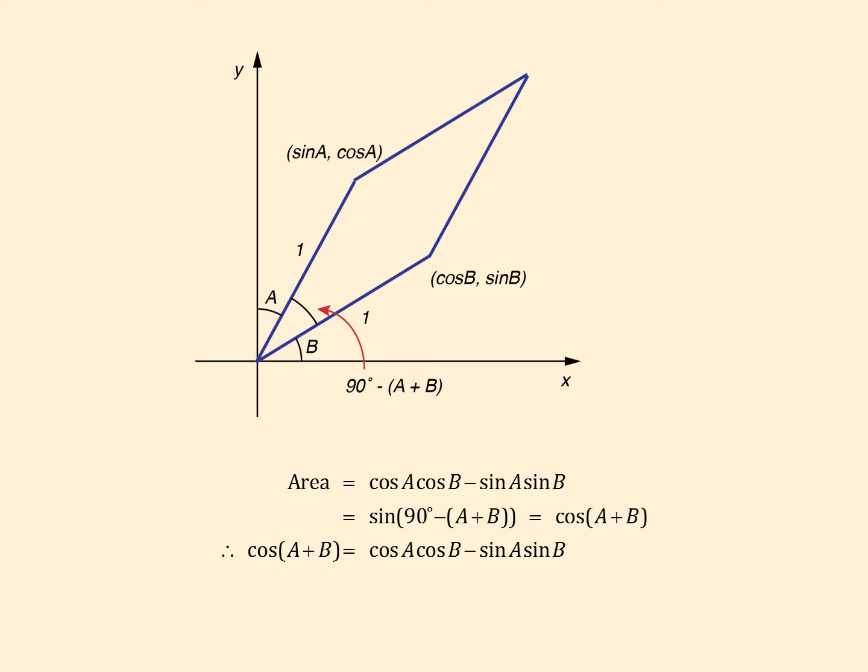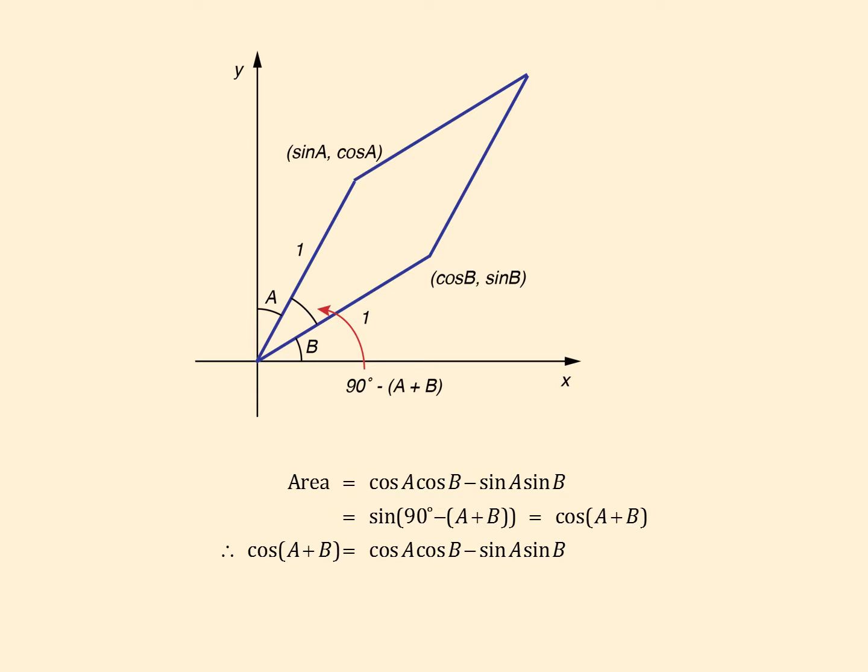Formulae for cosine. Here we have the angle B, the first side of the parallelogram is angle B with the x-axis, and the other side of the parallelogram is angle A with the y-axis. So the corners are cos B, sine B and sine A, cos A. And the angle in between is 90 degrees take away A plus B.